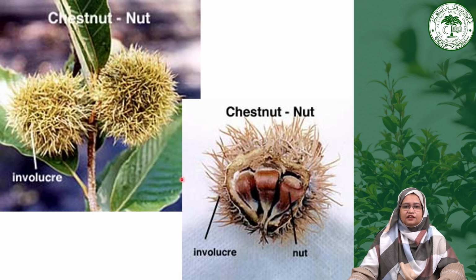Then the next one is the cashew nut. As you can see, they have a hard covering that is formed by the involucre, and inside it you can see the presence of a nut. So cashew nut also has a hard covering which is made up of the involucre bract.